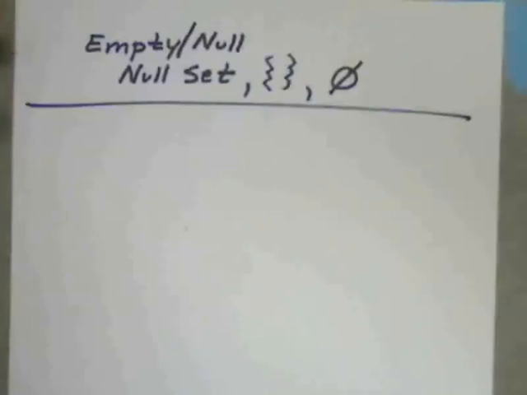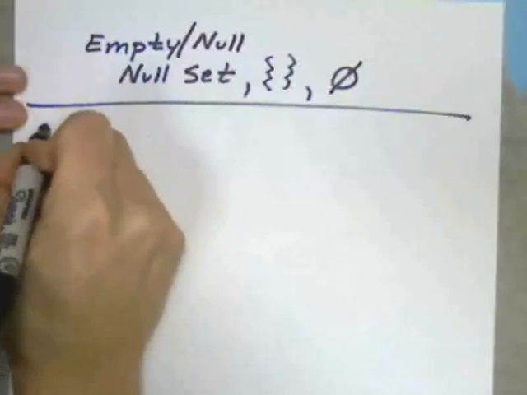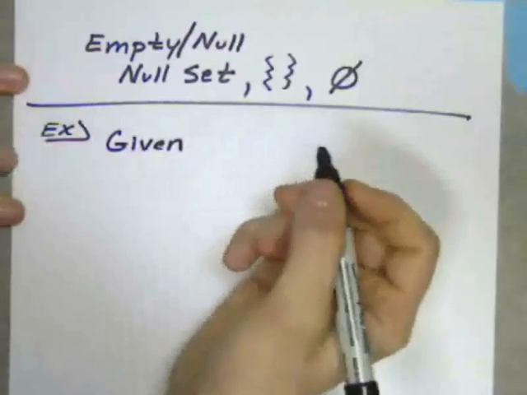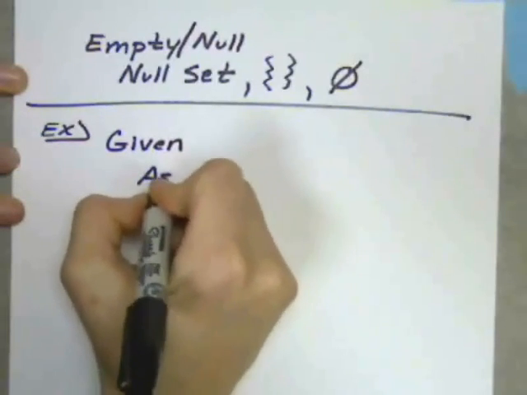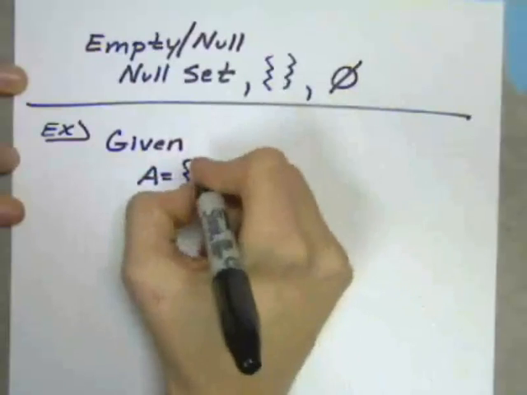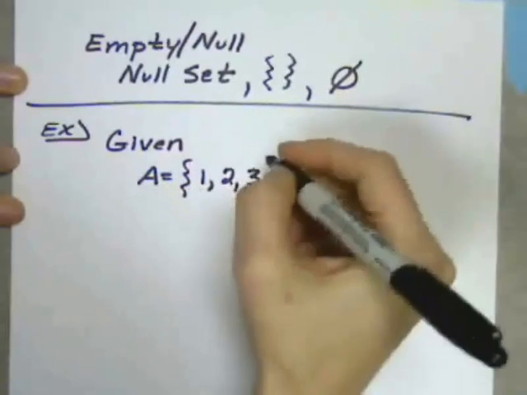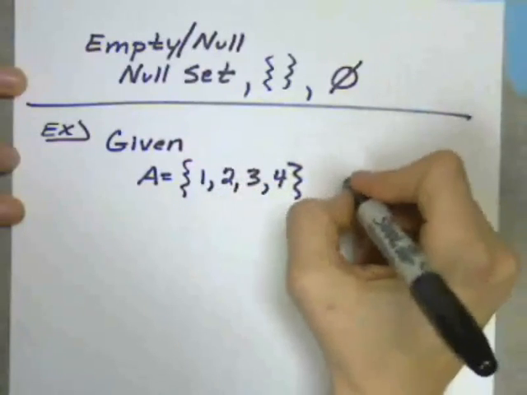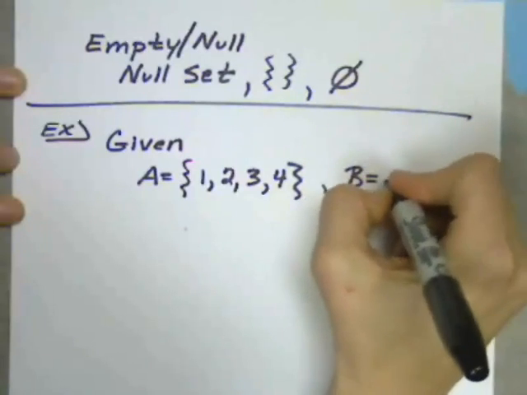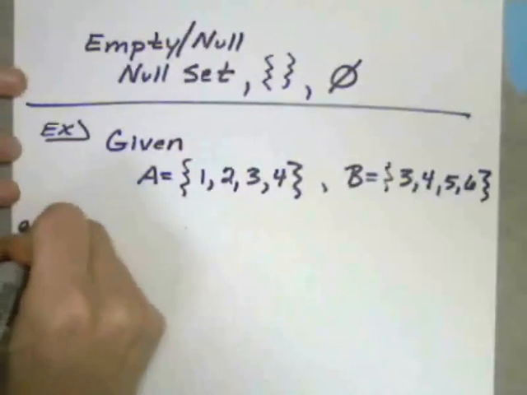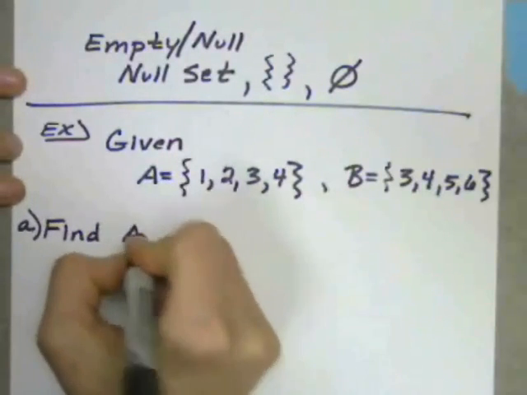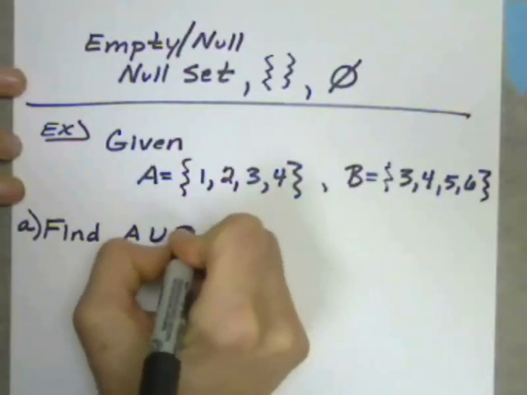So now let's look at some possible combinations. How about this? I'm going to say, example, given that A, some set that I'm just going to name A randomly, it doesn't really matter, has these pieces in it. This is group A, team A. And I'll tell you that B has these pieces in it. First, I'll say part A. I want you to find A union B.